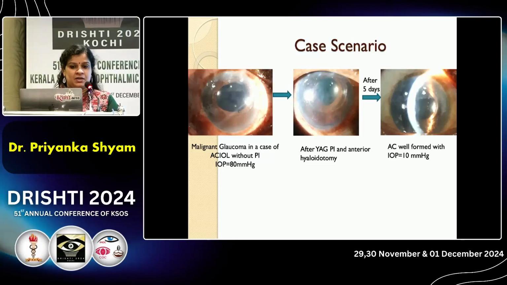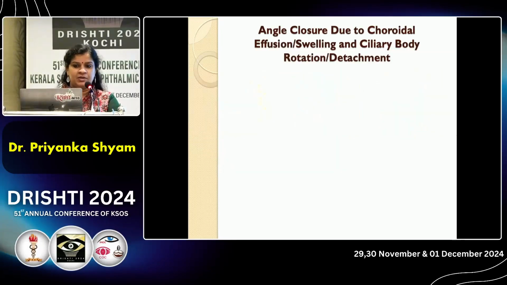So, this is a patient who came to me with ACIOL without PI and an IOP of 80 millimeters of mercury. Both peripheral and central anterior chamber were shallow. So, the patient was diagnosed with malignant glaucoma. We did a peripheral YAG PI and an anterior hyaloidotomy. Immediate deepening of the AC and reduction of IOP was noted. And after 5 days, the AC was well formed with IOP of 10 millimeters of mercury.